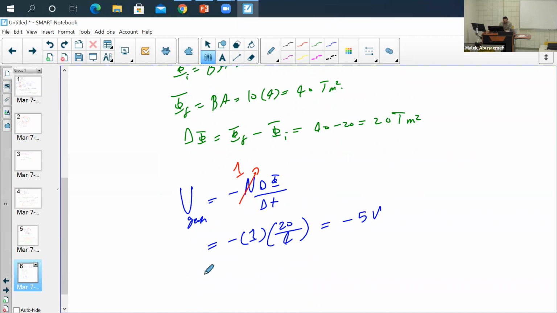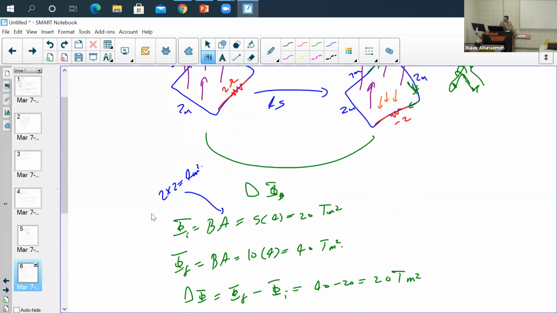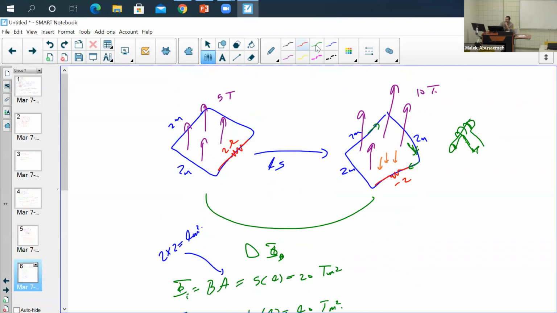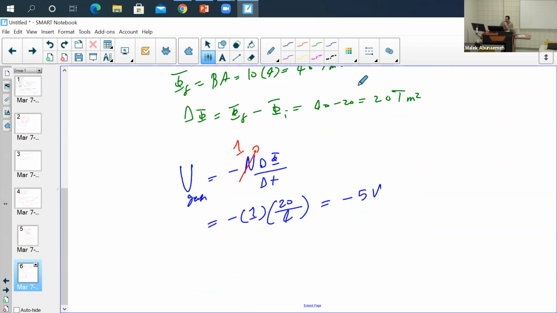Now let's say you want to find out what the current is. Your voltage is going to equal IR. That means your current is going to equal your voltage divided by your resistance, which is 5 divided by 2, which is 2.5 amps.